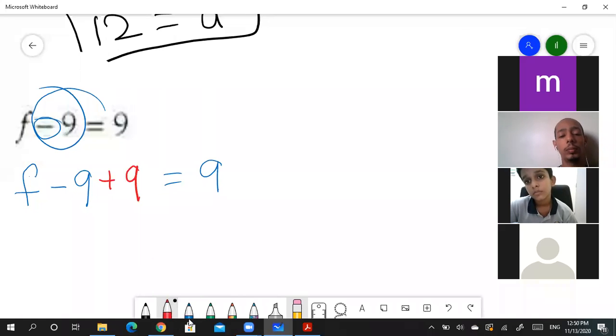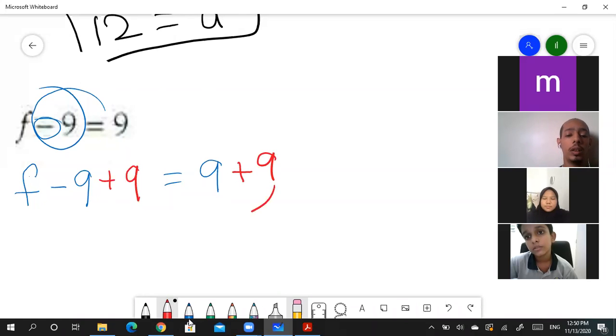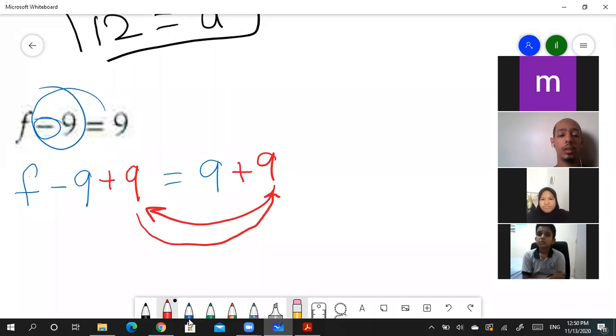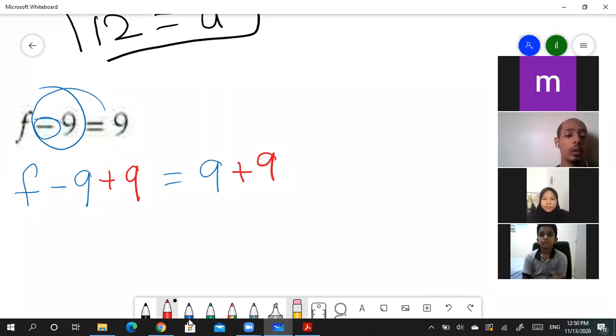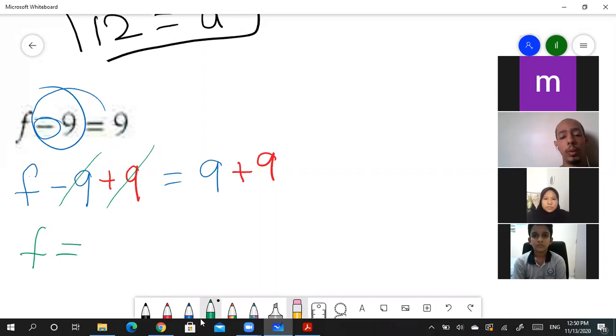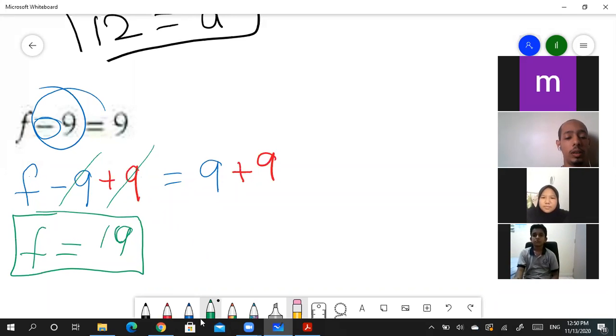What should I do here? Plus 9. Why? Because I added 9 to the left hand side, then I need to do the same to the other side. What will I get? F equals this. 18 minus 9 plus 9 is 0, so F minus 0 is F. And 9 plus 9 is 18. The answer, teacher, the value of F is 18.